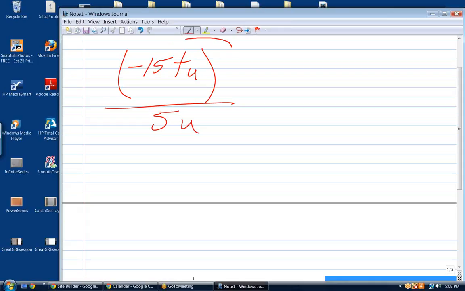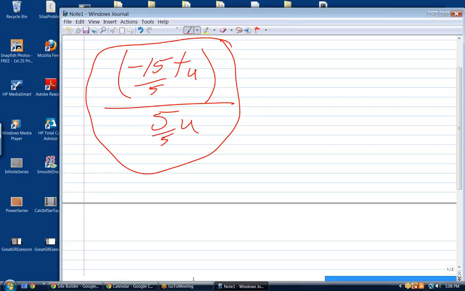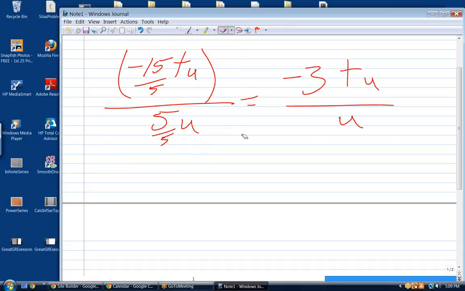In other words, this is a fraction. I can do only certain things to that fraction without changing its value. One of them is I can multiply it or divide it by 1. In this case, I'm going to divide the top by 5 and the bottom by 5. Okay. And that's going to leave minus 3tu in the numerator and u in the denominator. So that's a good first step.